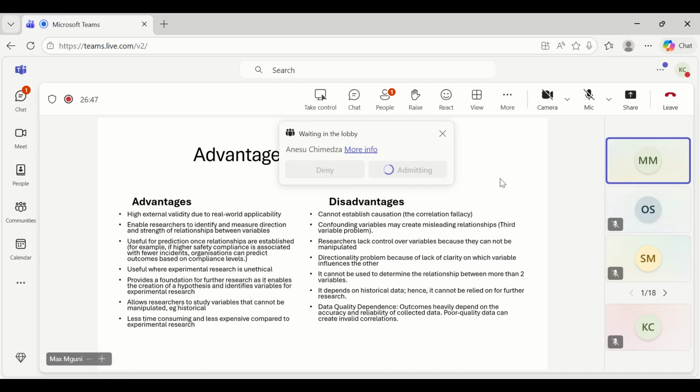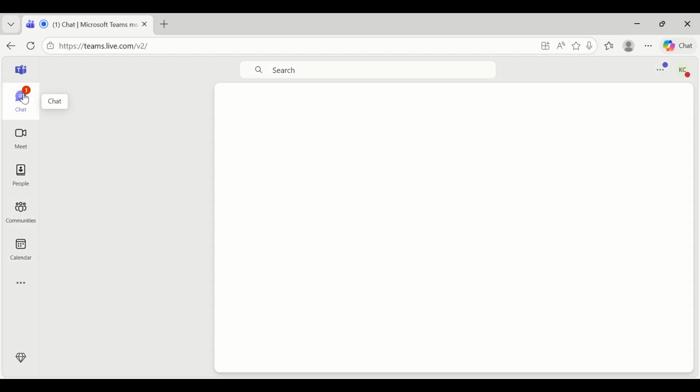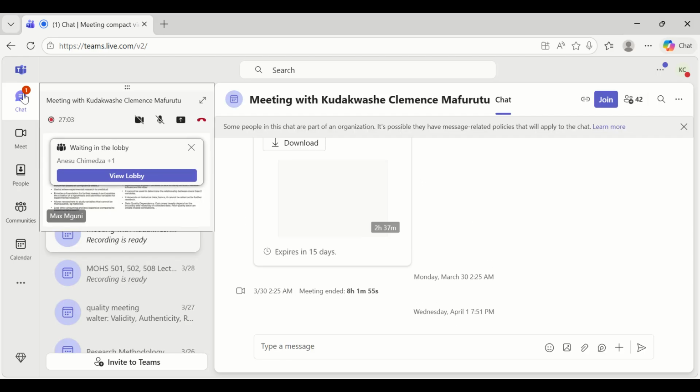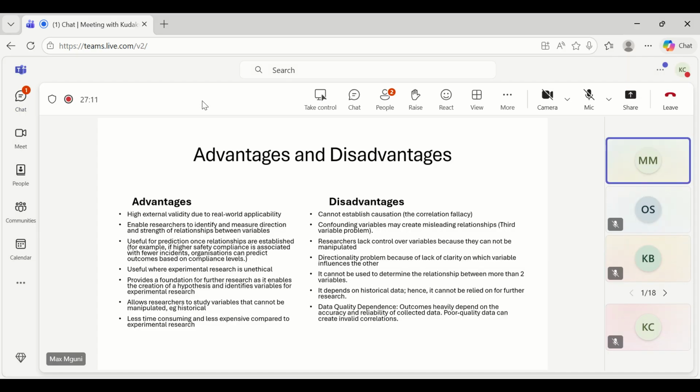Useful where experimental research is unethical. So for example, you don't want to be exposing people to a certain type of virus, or you don't want to expose people to dust. So it will be unethical. So it will be better to use the correlation of the variables. It provides a foundation for further research as it enables the creation of a hypothesis and identifies variables for experimental research. Some of the disadvantages: it cannot establish causation.